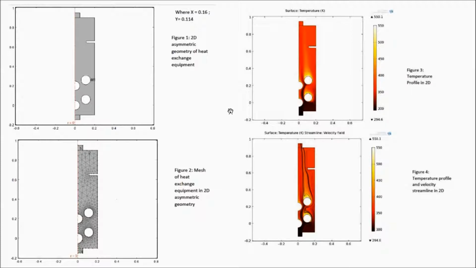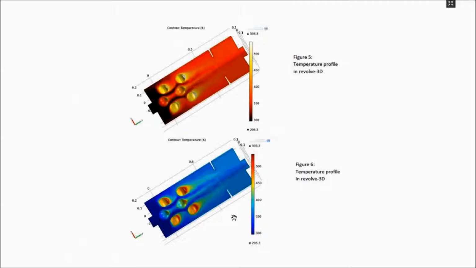So the given geometry actually depends on the heat transfer coefficient. From X and Y, we draw out the geometry of the circle and the rectangle. Figure 1 shows the 2D axisymmetric geometry, and the second figure shows the mesh. The third one shows the temperature profile in 2D, and the fourth one shows the temperature profile and the velocity streamline in 2D.